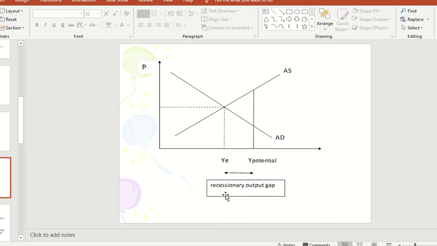Okay. So this is an aggregate demand, aggregate supply model instead of the aggregate expenditure function. The difference between the potential output level and the equilibrium real output level is once again called the recessionary output gap.